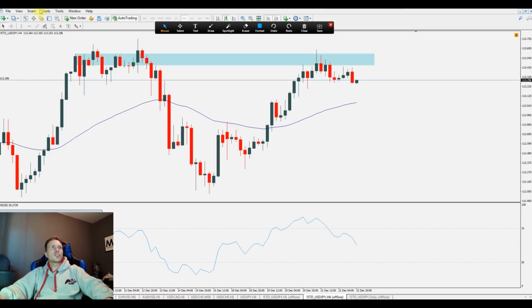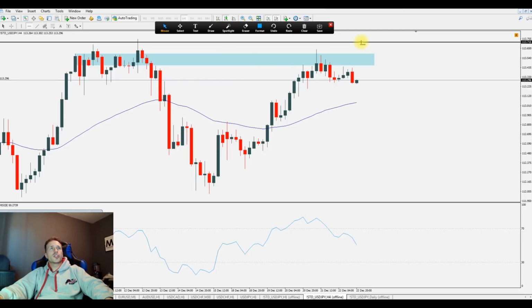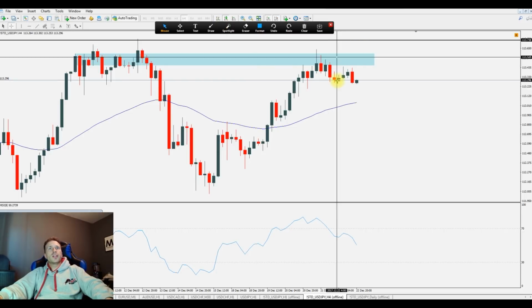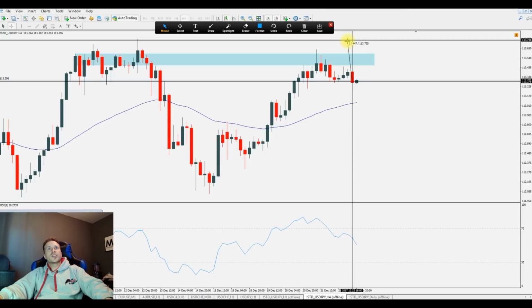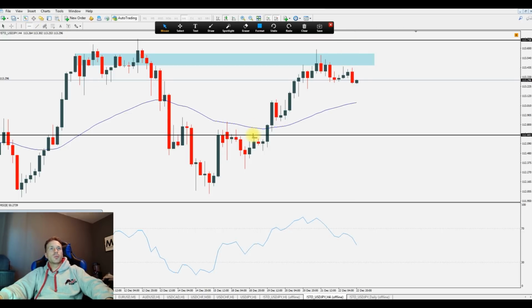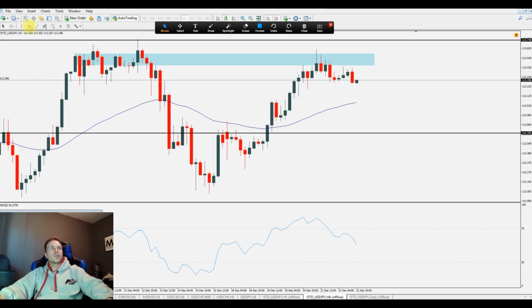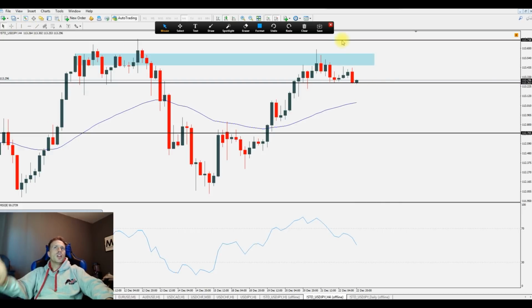Okay, and so I'll draw my resistance line at the top. We'll put it a few pips away, which is around 50 pips. My take profit is at the next support line, which is down here, and I would have got into a trade probably at the close of this candle here, right? So stop loss, entry, take profit. We'll see what happens on this.